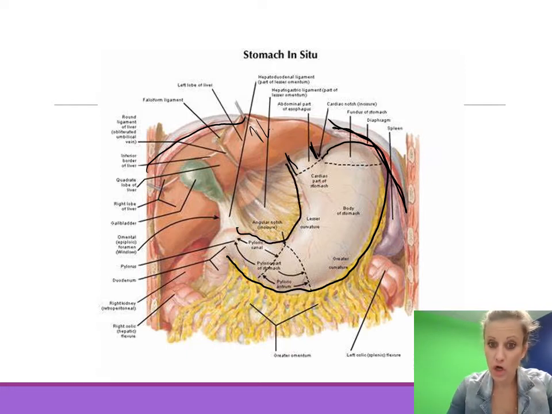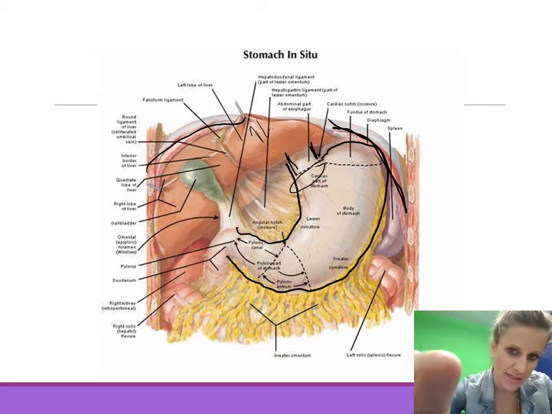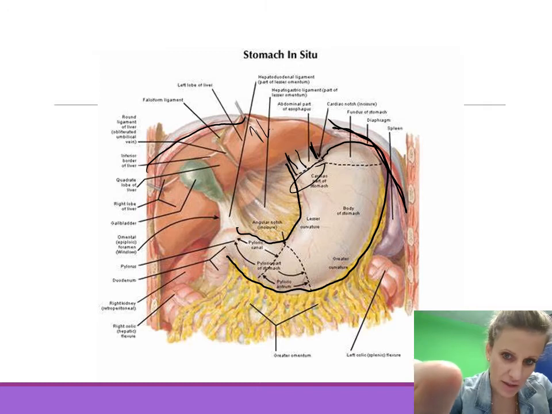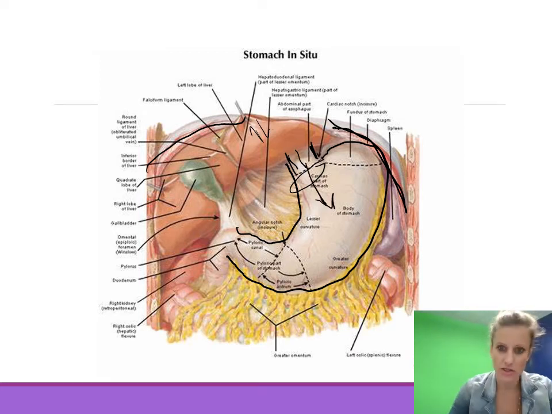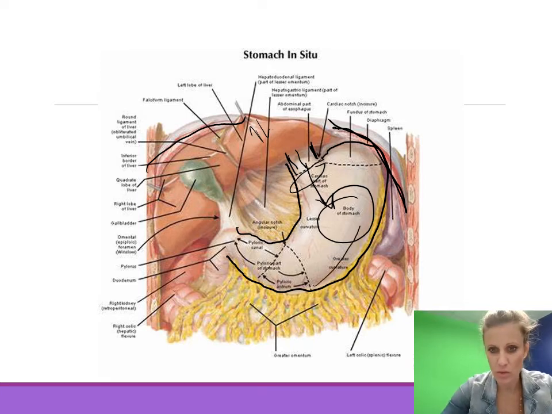The cardia is this first initial section of the stomach. Okay, so the food passes from the esophagus through the cardia and into the body of the stomach. So this whole region is the body, the main region of the stomach. The fundus refers to this area up here, the dome-shaped area. Again, it extends up to the left dome of the diaphragm.